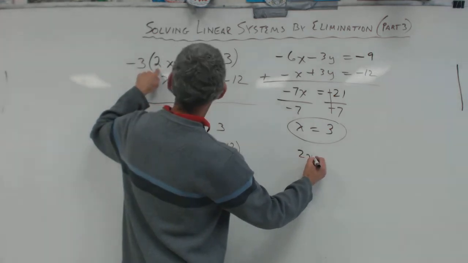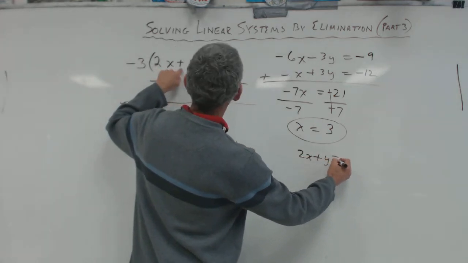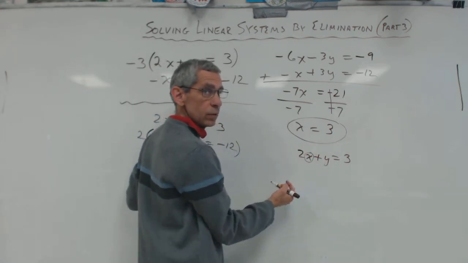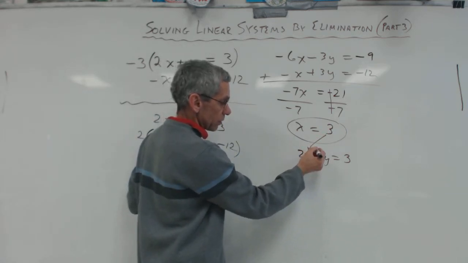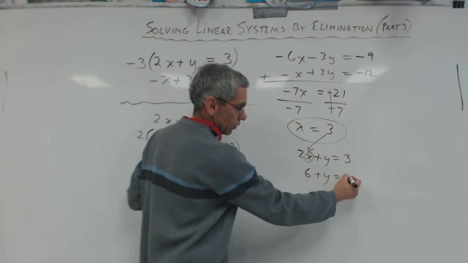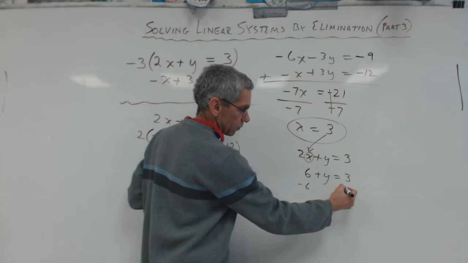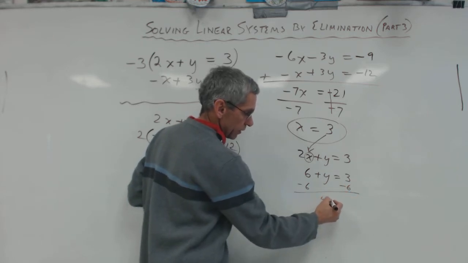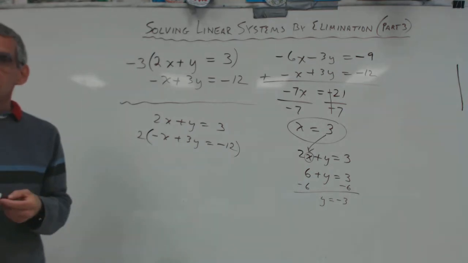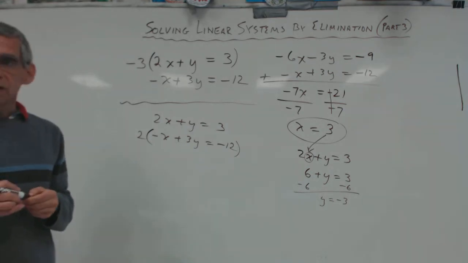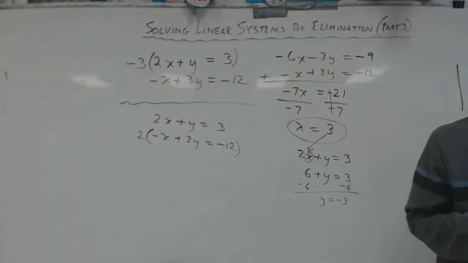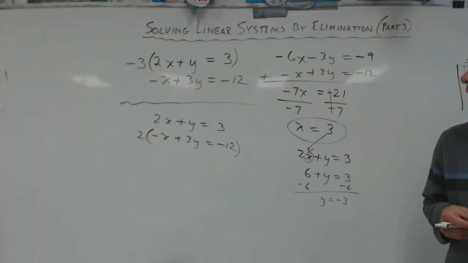So 2x plus y equals 3. X equals 3, right? So that's going to now go in there. So 2 times 3 is 6, plus y equals 3, subtract 6, subtract 6. Y is equal to negative 3. Yes? Yep. Okay. You get it? You understand this? I hope. All right.